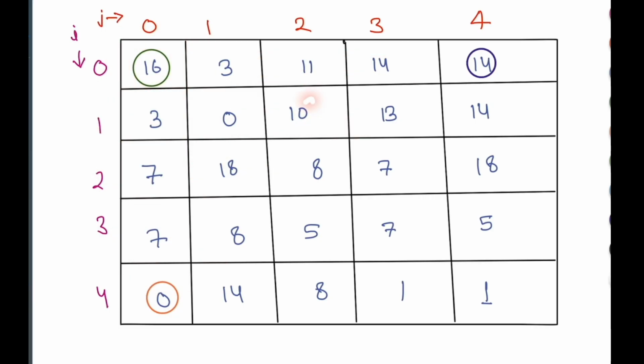You can see the integers are like 10, 7, 18, 14. These are different integers given to us in our 2D array. Every integer in every block represents the number of fruits kept at that particular block. That is, in this particular block, we have 16 fruits. In this particular block, we have 0 fruits. In this particular block, we have 13 fruits.